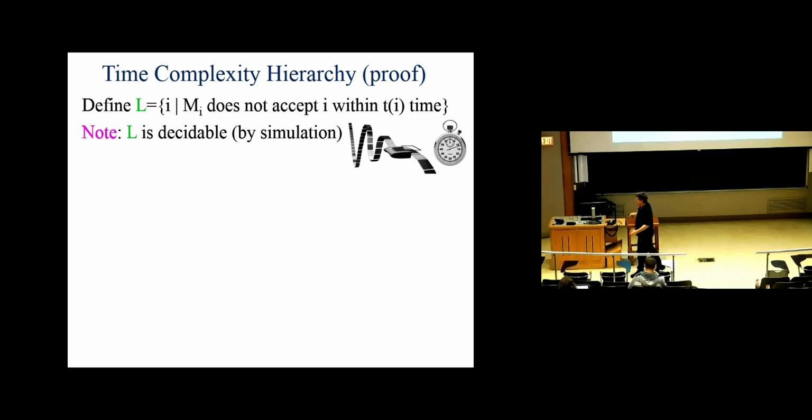So t of i is just a time function. We can compute t of i, then start the clock, start counting the ticks, from 1 to 2 to 3 to 4 to 5 up to t of i time steps, and start the simulation, and after t of i time steps, stop the simulation and see what the ith machine did on the input i, and then do the opposite. Right? So that's how L is defined. It's all i such that the ith Turing machine does not accept i within time t of i. So we're being contrary. We see what the simulation will do, and we do the opposite.